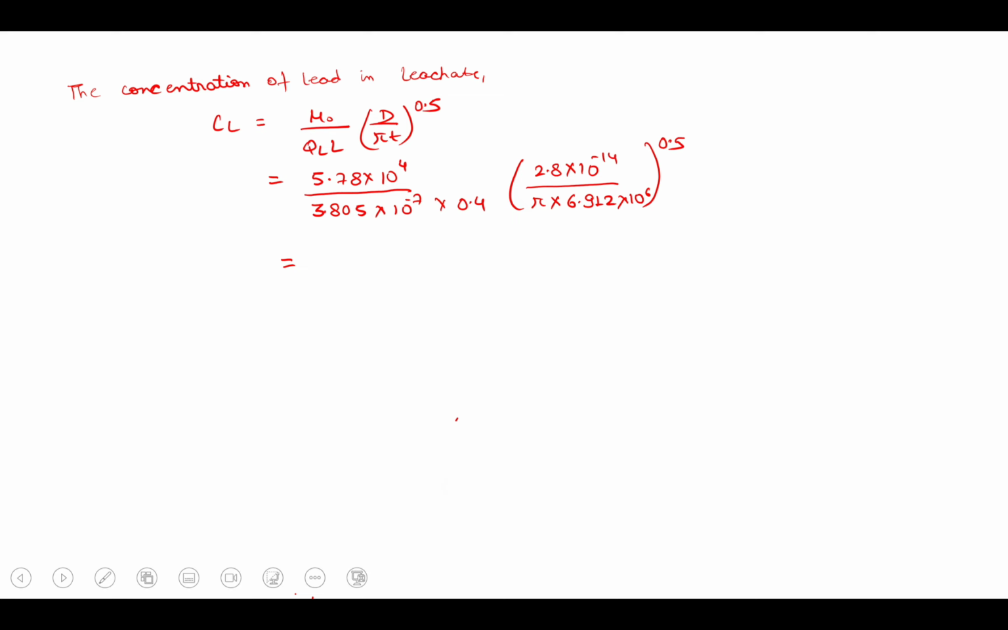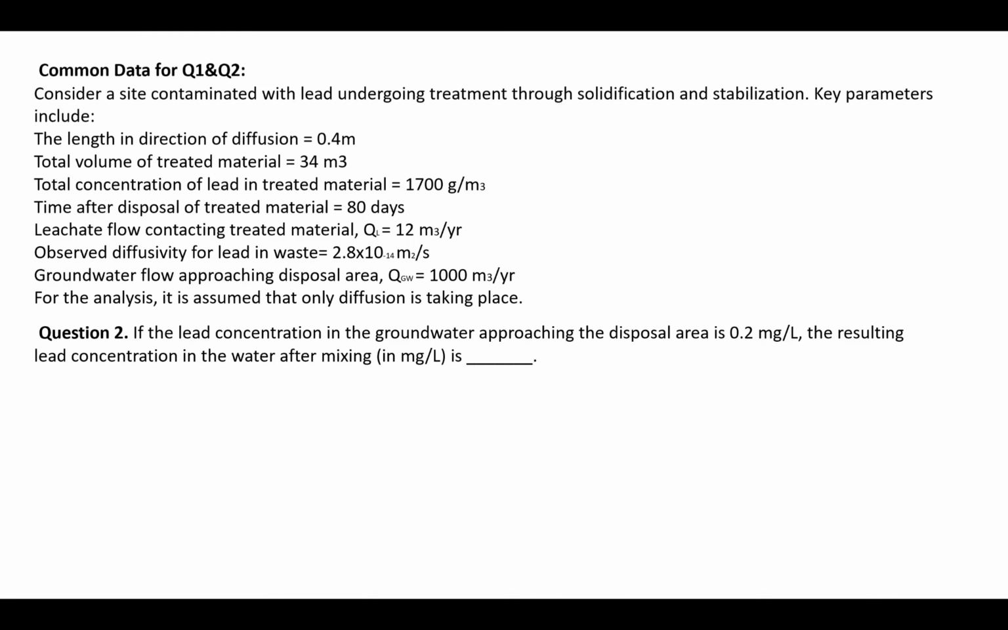So the final answer we are getting is 13.637 milligram per liter. So we have converted everything into SI units, so the final unit for lead concentration will be milligram per liter. I hope this question is clear. Now let's move to the next question.